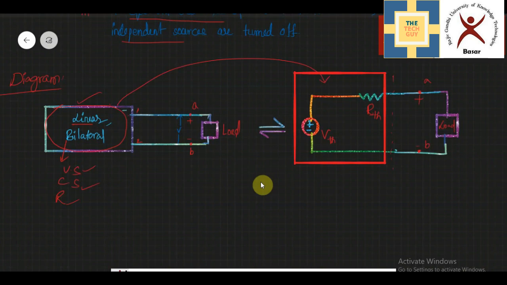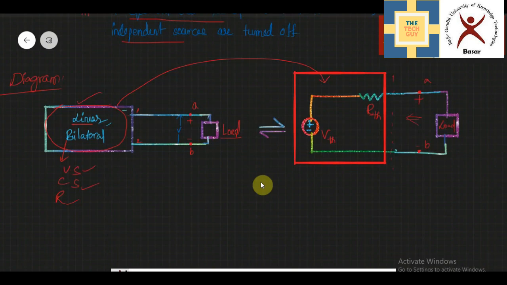The load will be kept constant. The terminals A and B, which are connected across this load, are the same. We are not changing them. The load will be the same. We are going to find our open circuit voltage with respect to these A and B terminals only, and Thevenin's resistance looking from these A and B terminals.